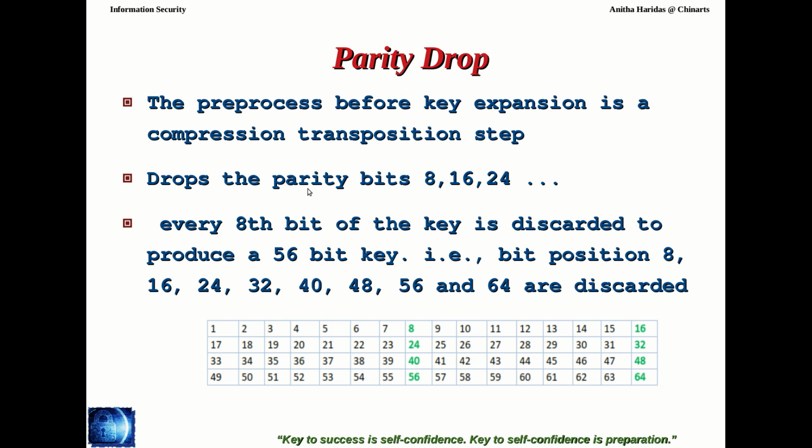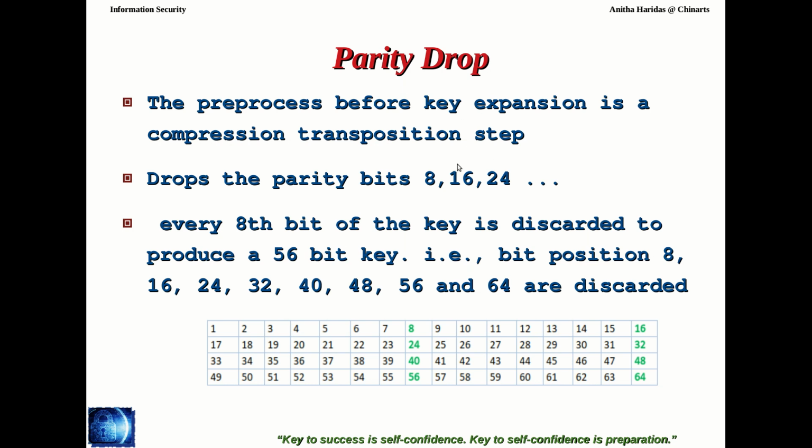That is, it drops the parity bits. Which are the parity bits? The bit 8, bit 16, 24 and so on are the parity bits, right? So we will have 64 bits, the 8th bit, 16th bit, 24, 32, 40, 48, 56, 64. These are the parity bits, and these bits will be dropped here. So every 8th bit of the key is discarded to produce a 56 bit key. That is, the bit positions 8, 16, 24, 32, 40, 48, 56, 64 will be dropped.